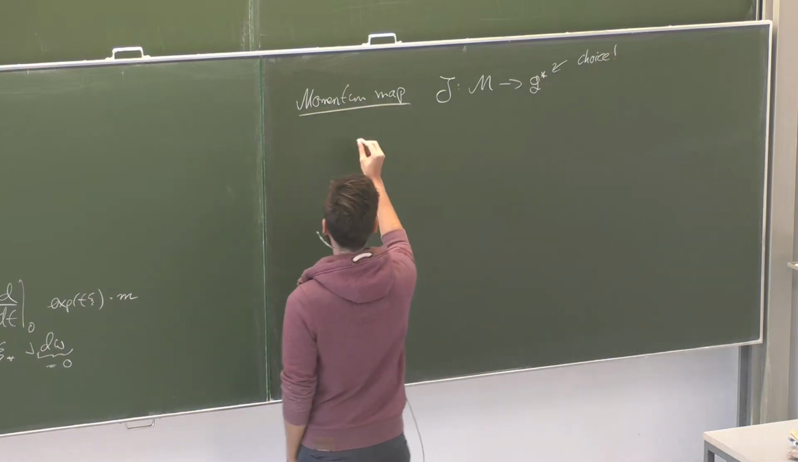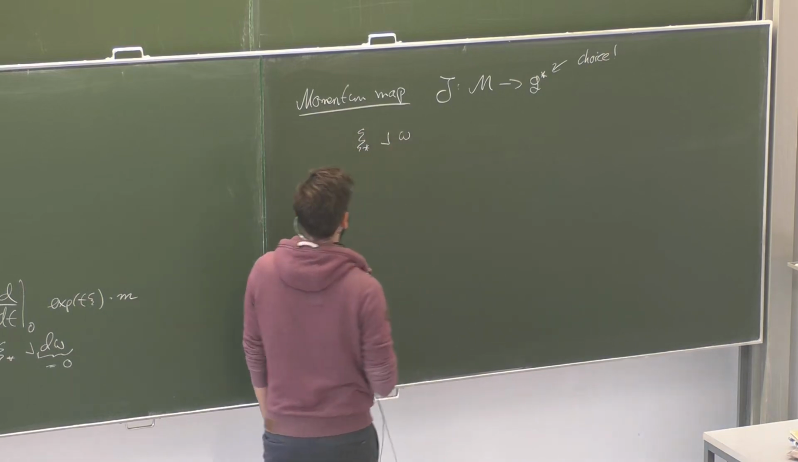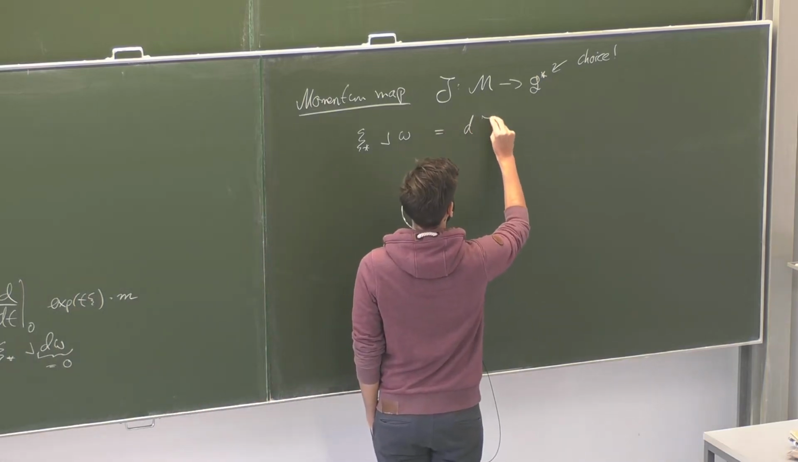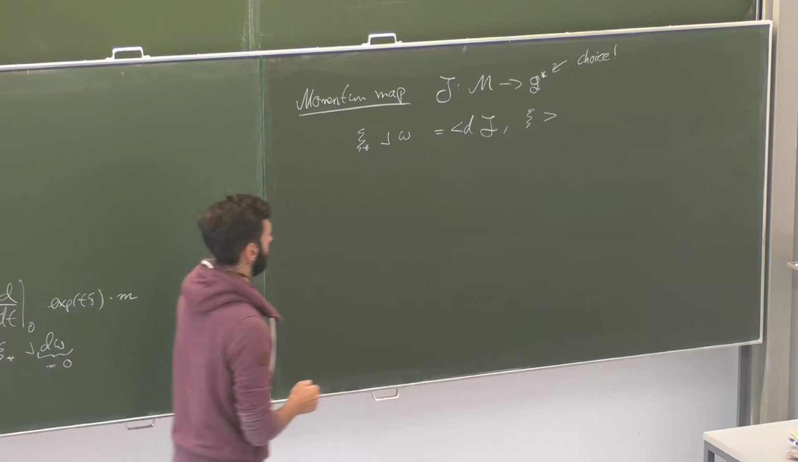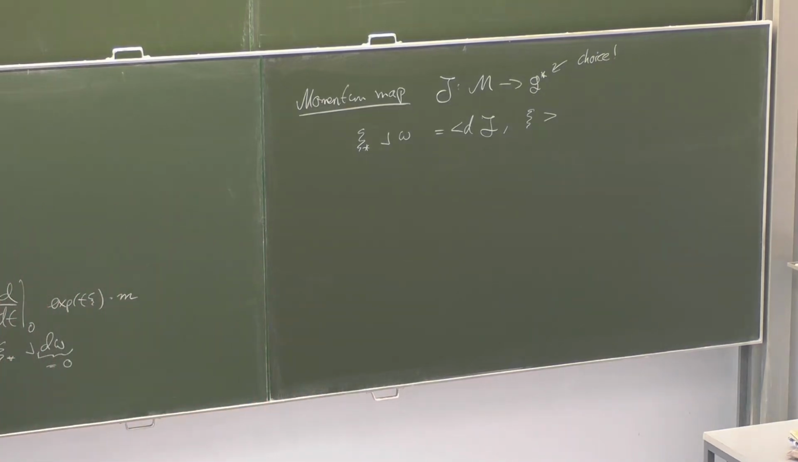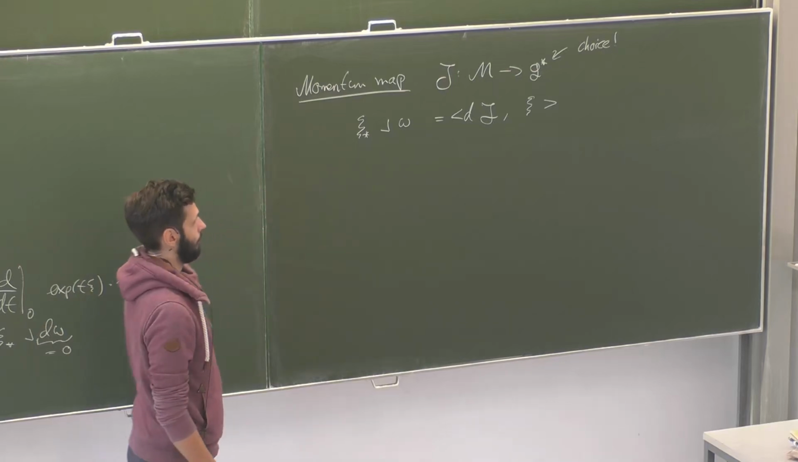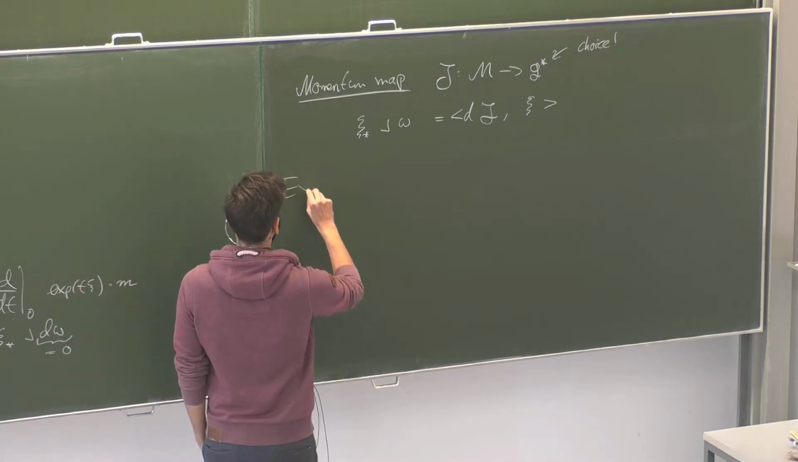And the equation that it has to satisfy is that if you plug this fundamental vector field into your symplectic form, you can write this as d of the momentum map and then compare it with the Lie algebra element. That's the equation. We require a map of that sort that satisfies this equation. Okay, so now let's look at one of these examples that we discussed already.